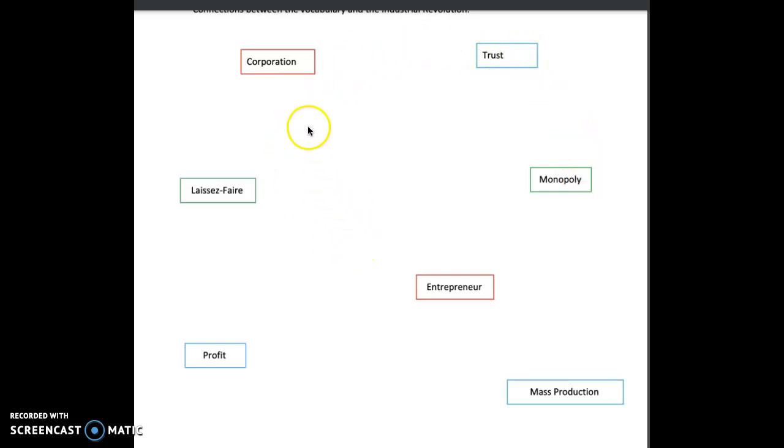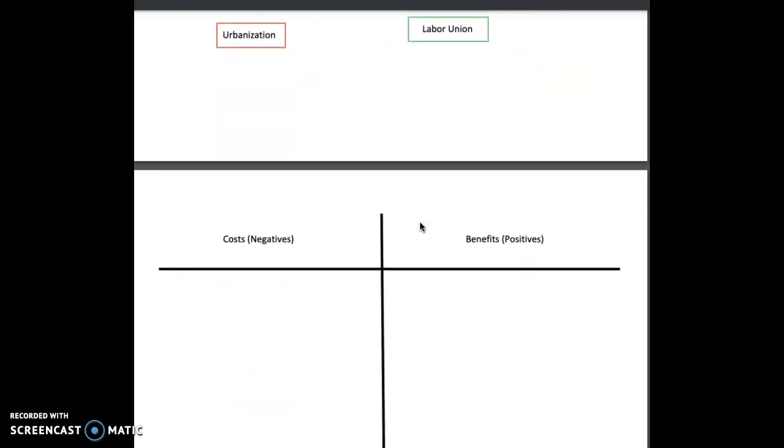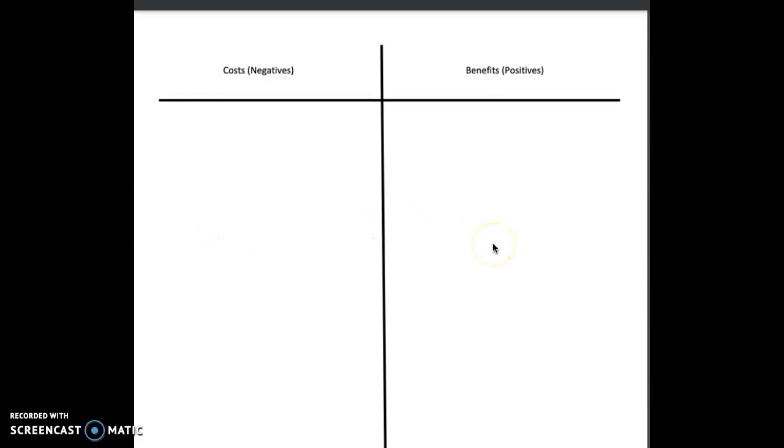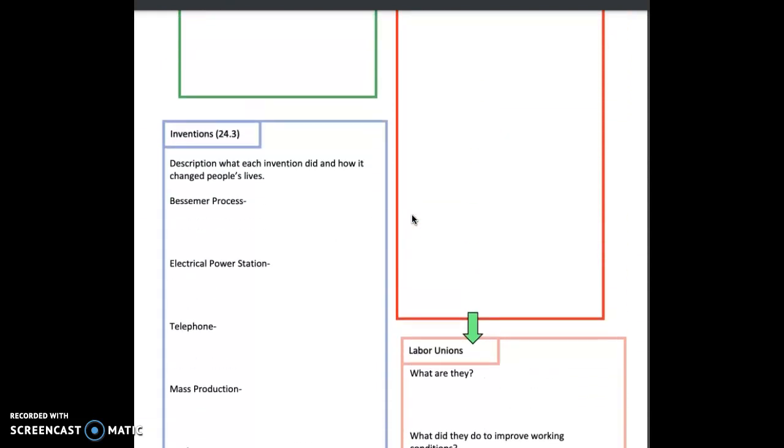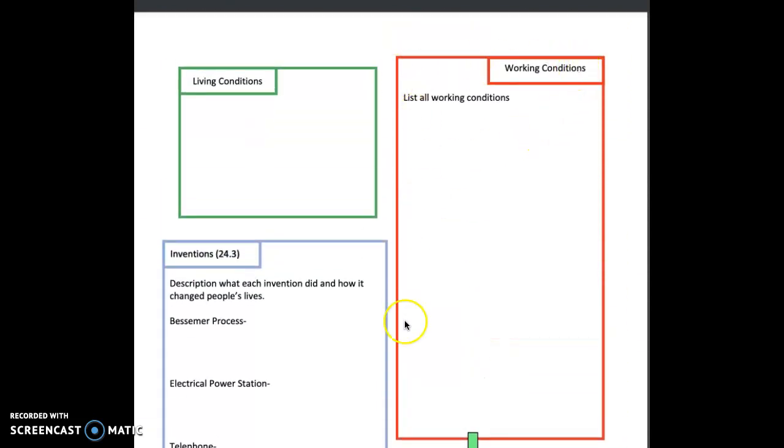So as you're reading about businesses, those notes are going to end up here in your vocabulary, and then they're also going to go down here on your costs and your benefits. So there's not a chart or a square or rectangle for businesses. The notes are actually going to go in two different places. So you're going to start by reading about businesses, and I'll tell you that section in just a minute. And then you're going to go into reading about their working conditions and see the relationship between business owners and their workers. So once you've uploaded this into Notability, the next thing you're going to do is log into Clever.